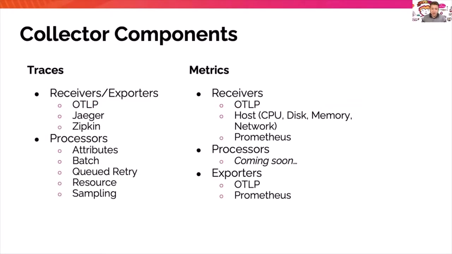The components of the collector are fairly straightforward. Both for traces and metrics, you have receivers and exporters. There's a lot of standard receivers out there like Jaeger and Zipkin, but there is also the OTLP, which is a standard format both for a receiver and exporter. On the traces side, that's typically where it's going to end, because these are very common ways of getting traces and spans out of your application. On the metric side, you might have other receivers such as Prometheus and your host by itself, so data around CPU, disk, memory, etc.